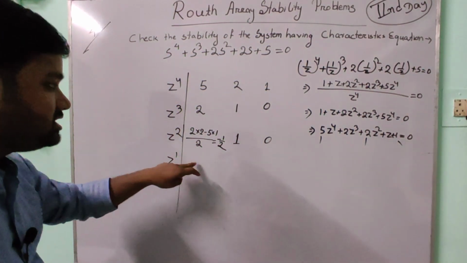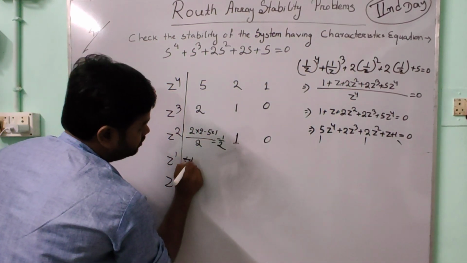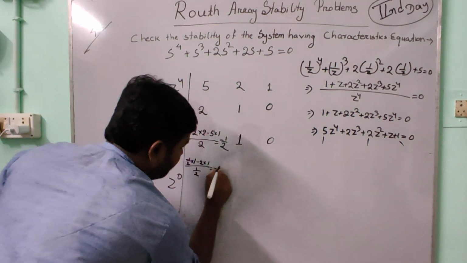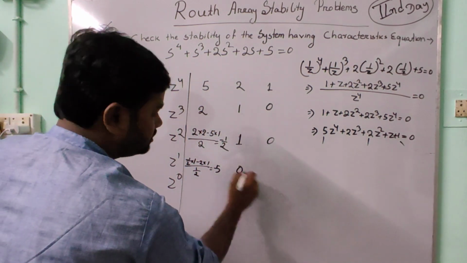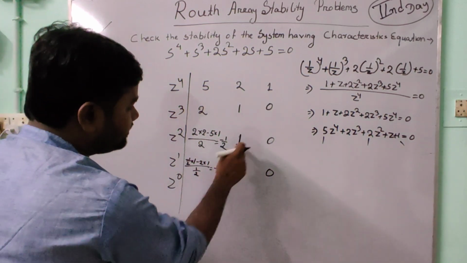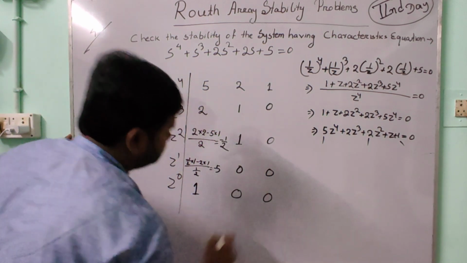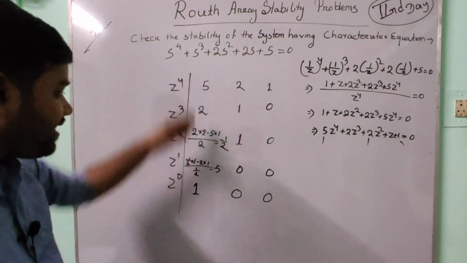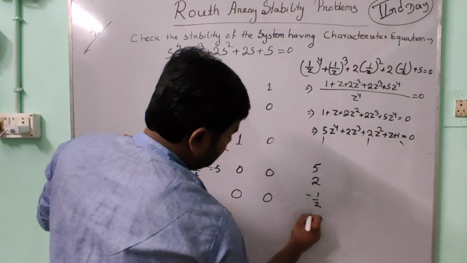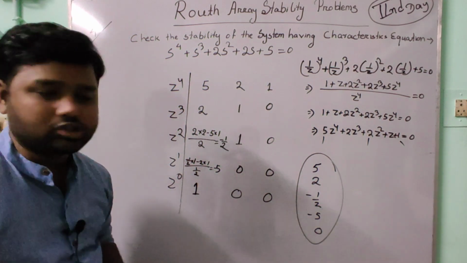Now in the z^1 row, the value is (minus 1 by 2 into 1 minus 2 into 1) divided by minus 1 by 2, and the value is minus 5. Next the value will be 0. In the z^0 row the value is (minus 5 into 1 minus minus 1 by 2 into 0) divided by minus 5, so the value will be 1. So in this array the first column values are 5, 2, minus 1 by 2, minus 5 and 1. Here negative signs appear, so the system is unstable.